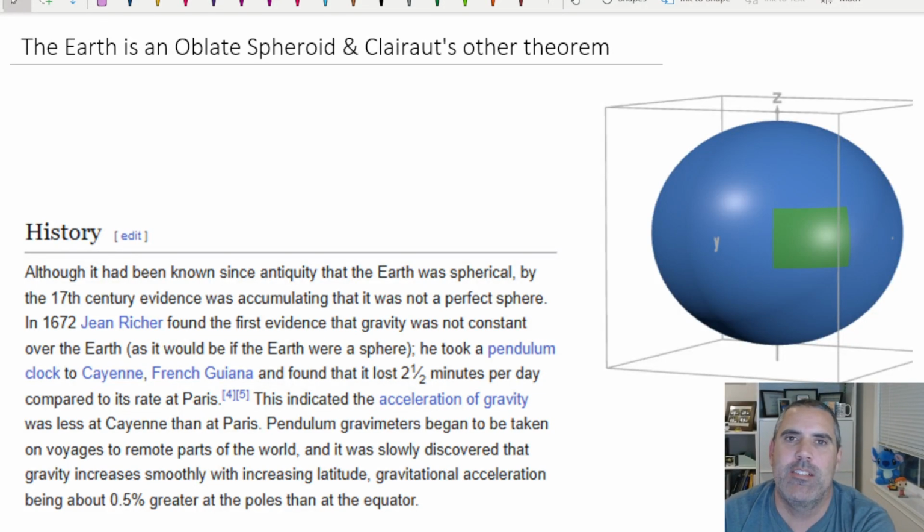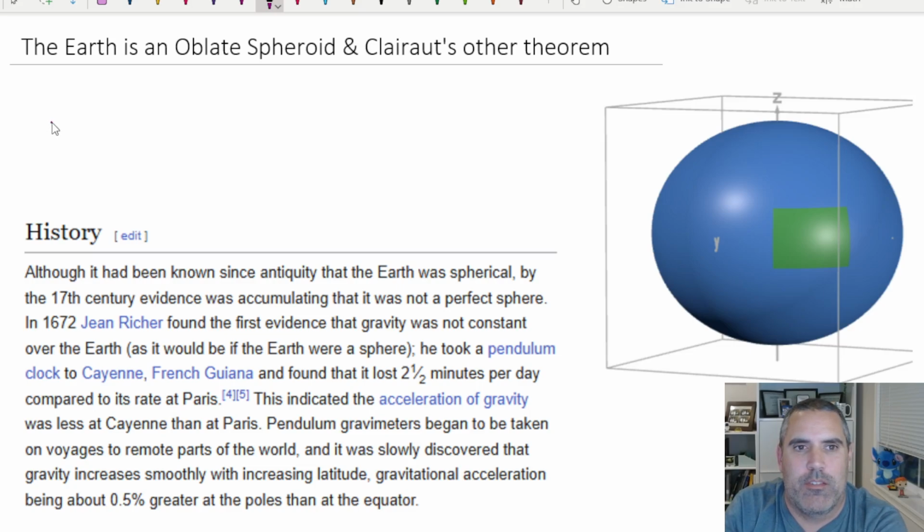Hey there, math fans. The Earth is not a sphere, it's an oblate spheroid. Fun to say that. Many of you probably know that already, and I claim to be no expert, but I am a longtime calculus instructor. I've taught about 20,000 students.